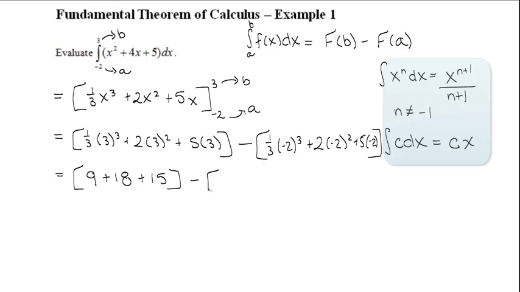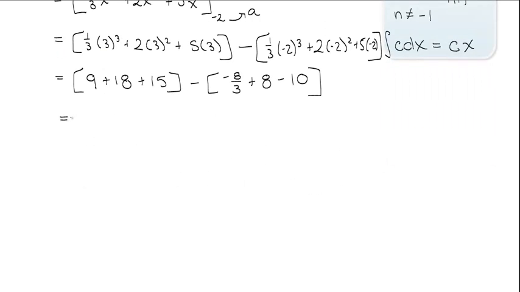And then we're going to subtract this bracket simplified. So -2 cubed is -8, and over 3 is -8 over 3. -2 squared is 4, multiplied by 2 is plus 8. And 5 times -2 is -10. So now to simplify these brackets, 9 plus 18 plus 15 is 42. And -8 over 3 plus 8 minus 10 is actually -14 over 3.